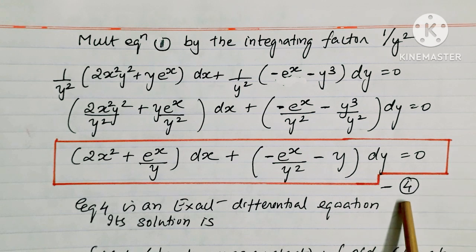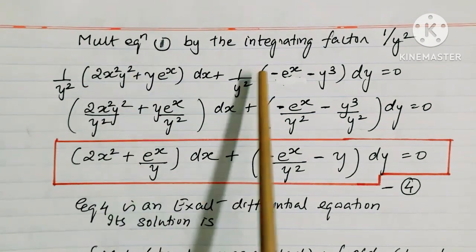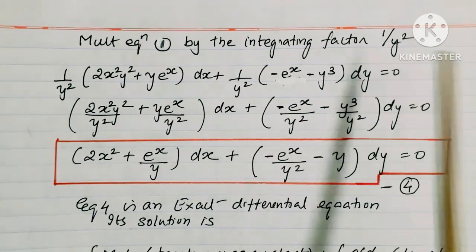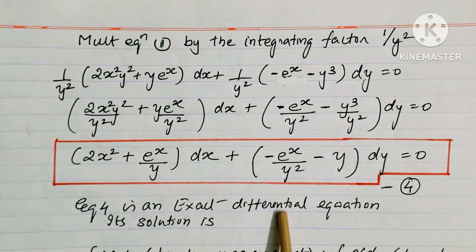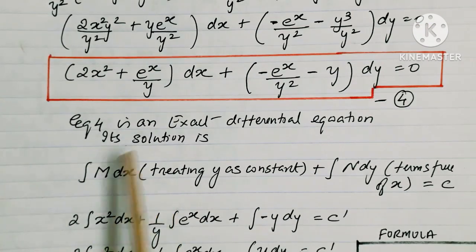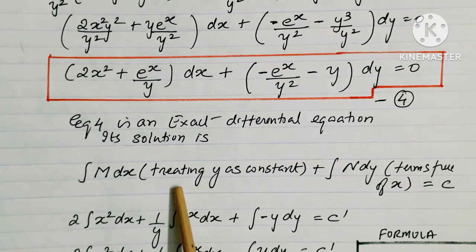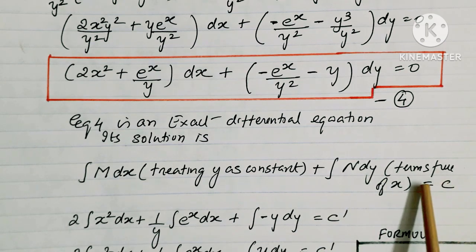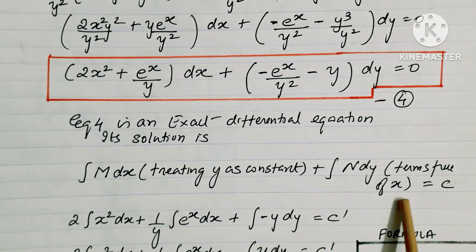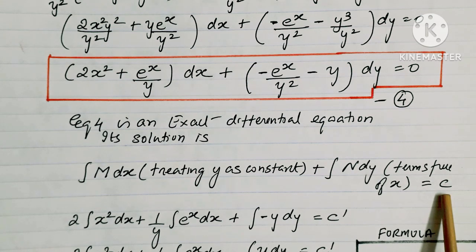Now equation number 4 is obtained by multiplying the given differential equation by the integrating factor 1 upon y square. Hence, equation 4 is an exact differential equation. And its solution would be integral m dx treating y as a constant plus integral n dy integrating only those terms which are free of x is equal to some constant c.